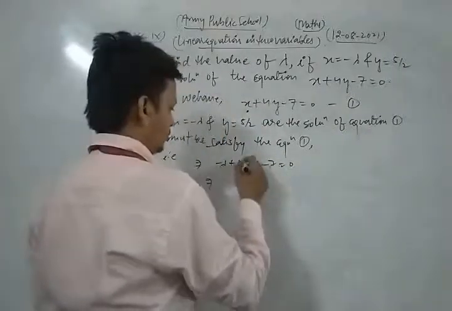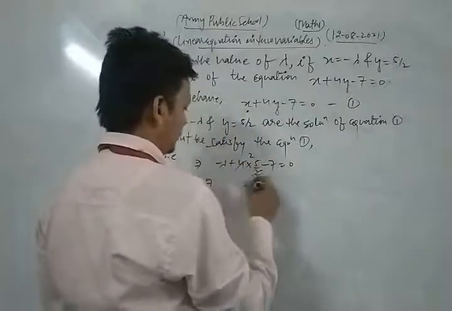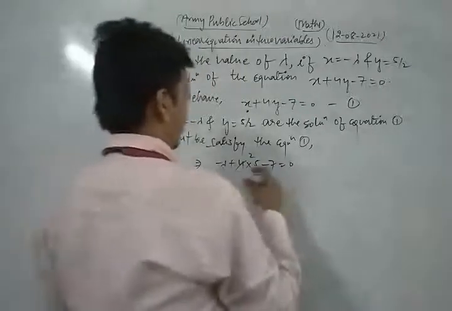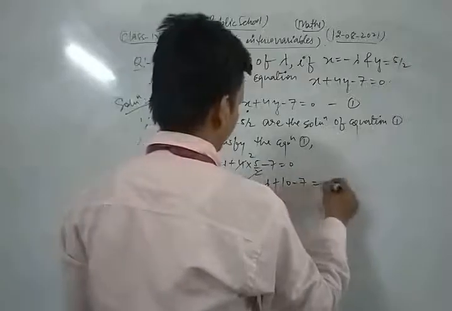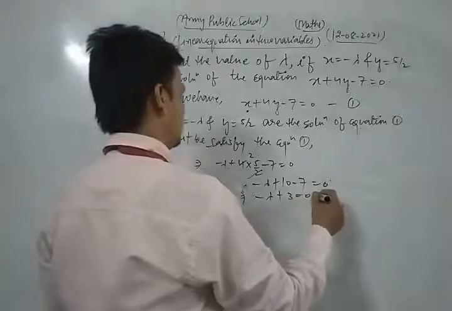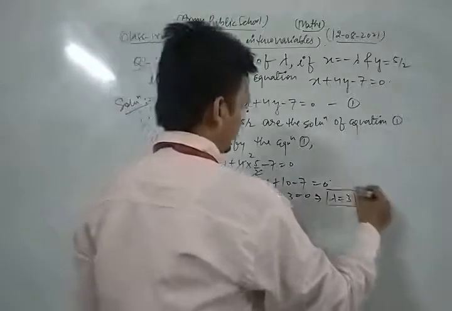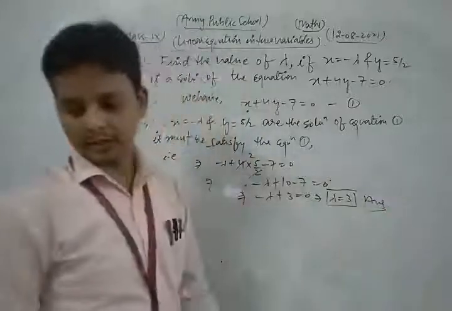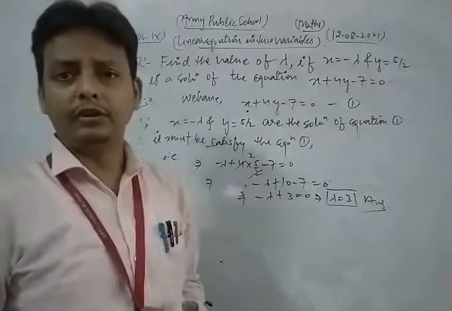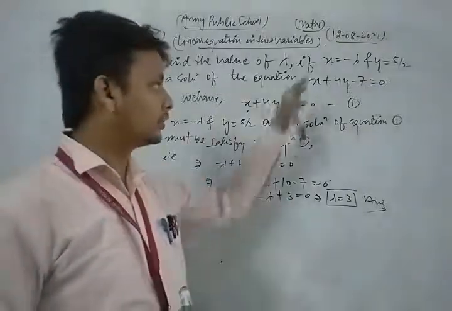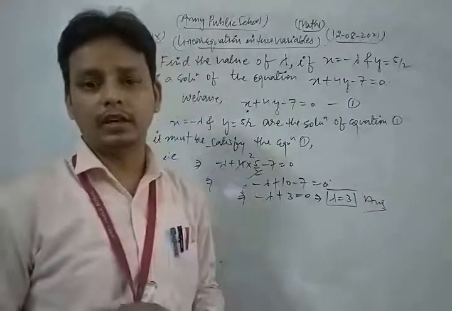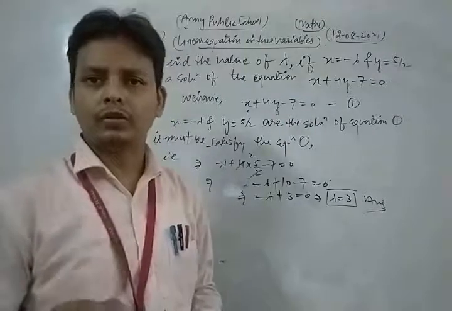So 4 into 5 by 2 gives 10. This is minus lambda plus 10 minus 7 is equal to 0. So we get minus lambda plus 3 is equal to 0. Now we get lambda is equal to 3. In this way, dear students, the value of lambda for this question is 3. This is the required solution of the given question.